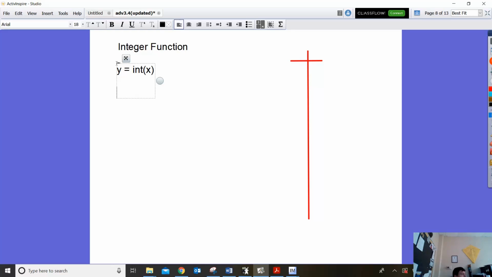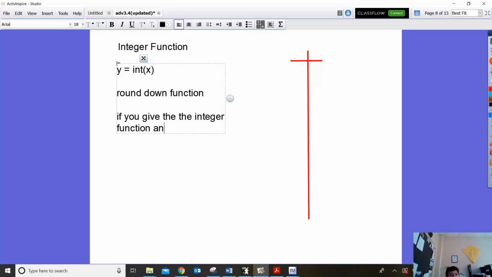It's basically what we call a round down function. If you give the integer function, I'm going to tell you how it works basically. Any value between 1 and 2, but not including 2, it returns 1.